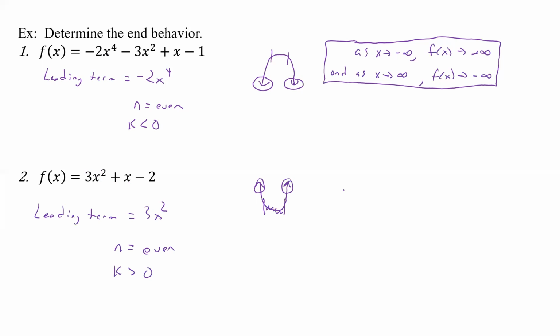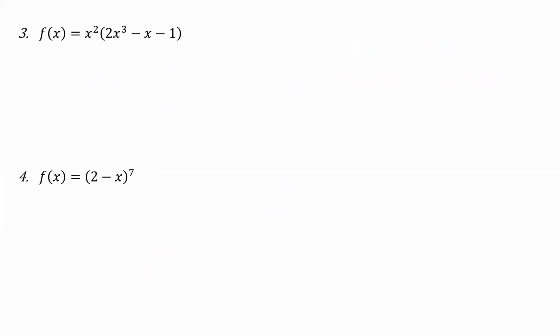So here we would say as x goes to negative infinity, f of x goes to positive infinity, and as x goes to positive infinity, f of x also goes to positive infinity. Okay, so that's just our end behavior, and we're getting this from our leading term.